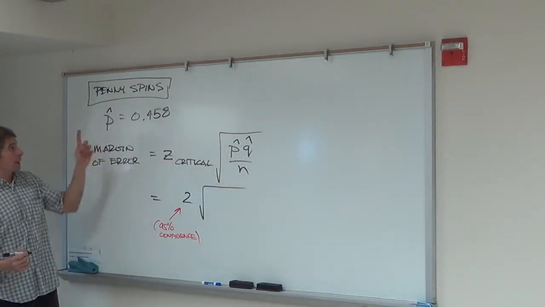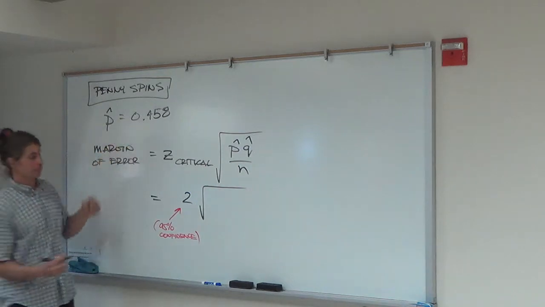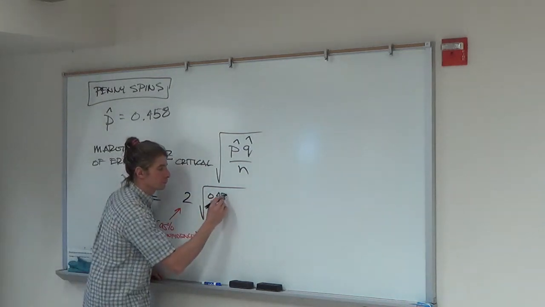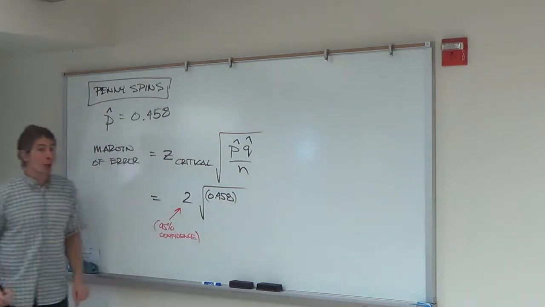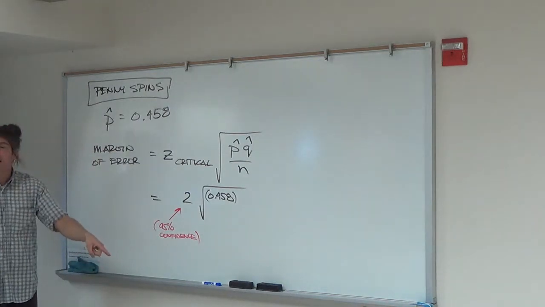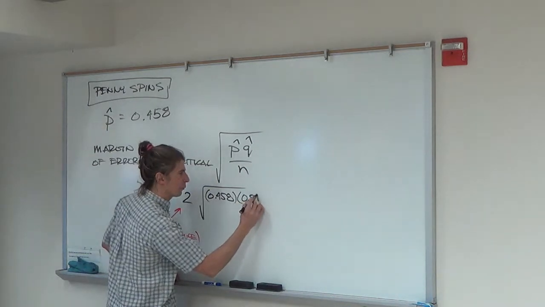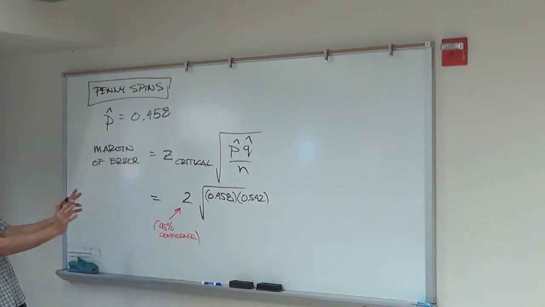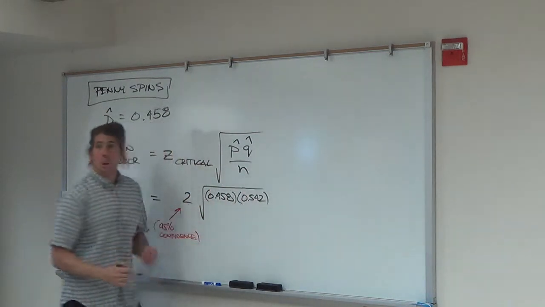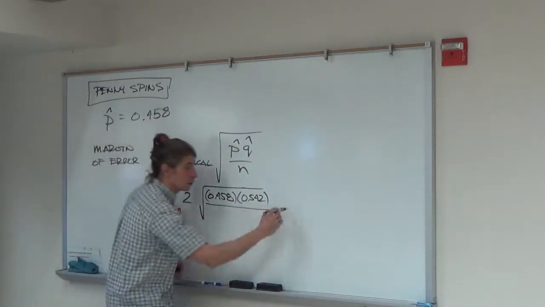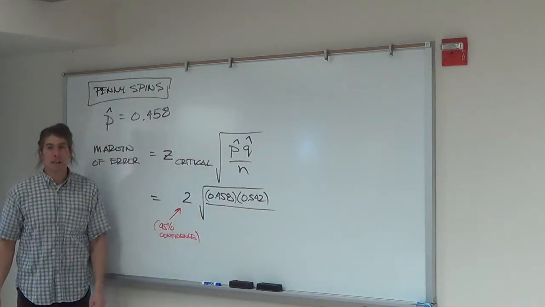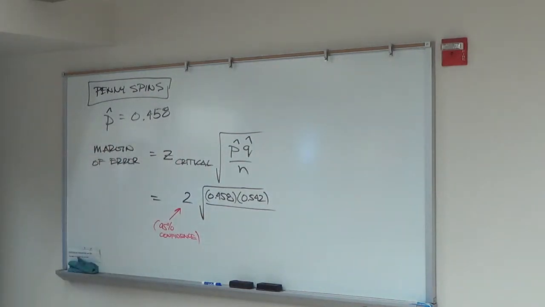P hat is that guy, 0.458. Q hat is everything else. That's the chance of tails in this case, which would be, check my math on this, 0.542. Carry the 1, I think that's 1. And then we have to divide it by our sample size n, which, thank you, 310.